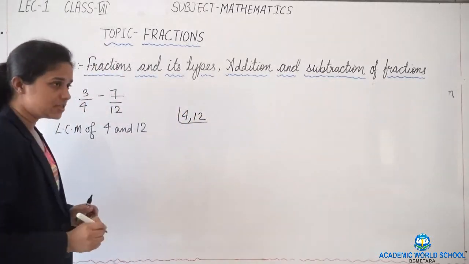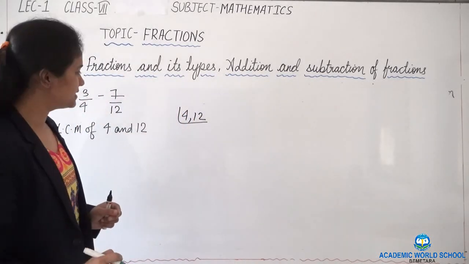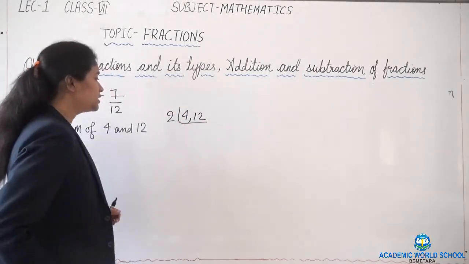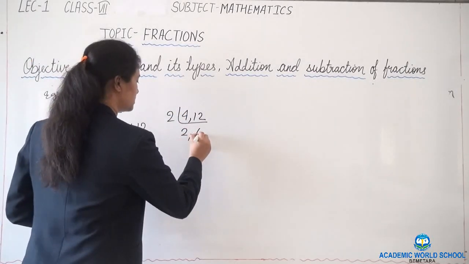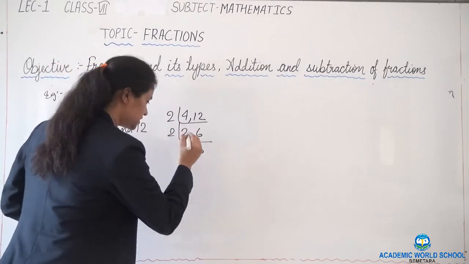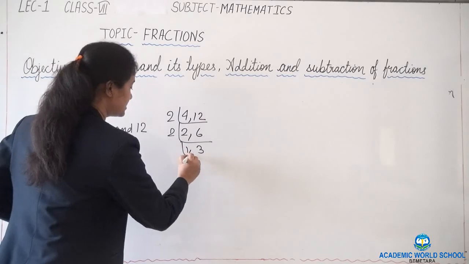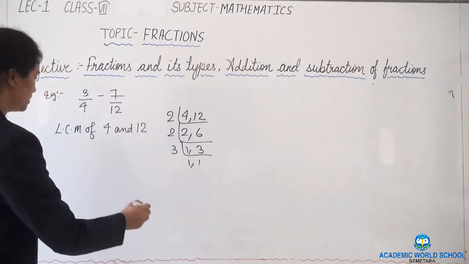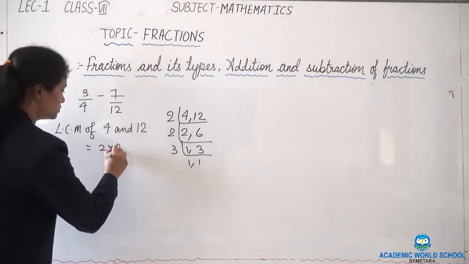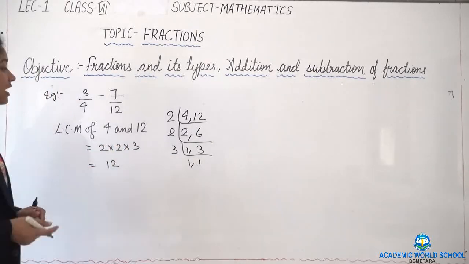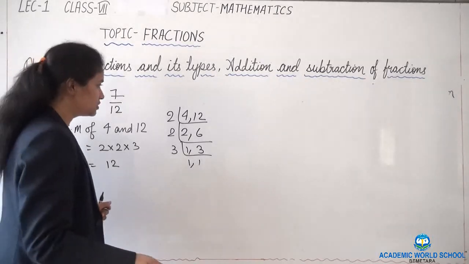Now, as the rule says, to find the LCM we will only and only divide by prime numbers. So I am taking 2 here. 2, 6, yes. Again 2, 1, 3, yes. Then next 3, 1, 1. Now we can stop. Again we got 2 into 2 into 3. That is 12. So we again got the LCM as 12.